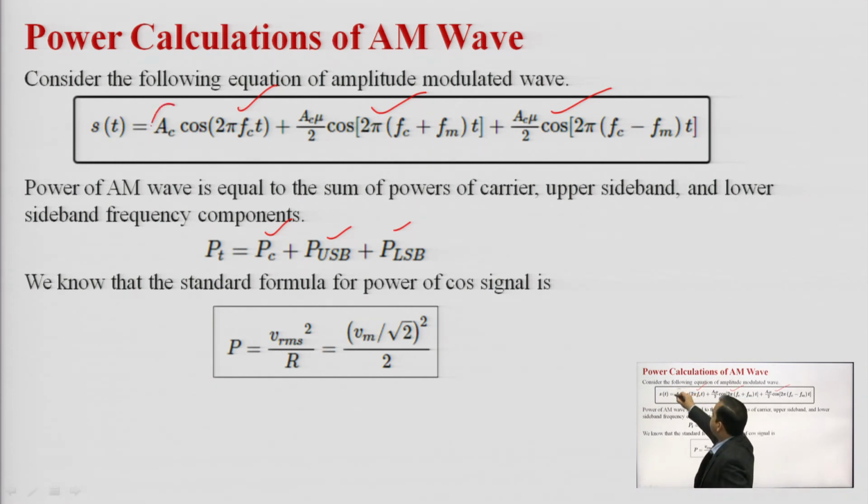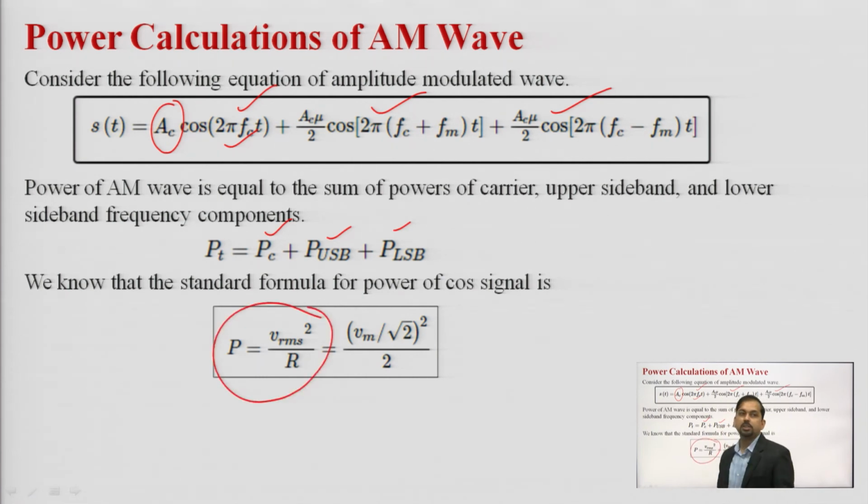So, for this particular signal Ac cos 2 pi fc t, we must be aware that in signals and systems we have seen how we can calculate the power of a sinusoidal signal. So, the power is nothing but A square by 2. So, we can see PC, PUSB and PLSB, and power is something like this, Vrms square by R, and Vrms, we are aware, is Vm by root 2, whole square, divided by R basically, this is R.